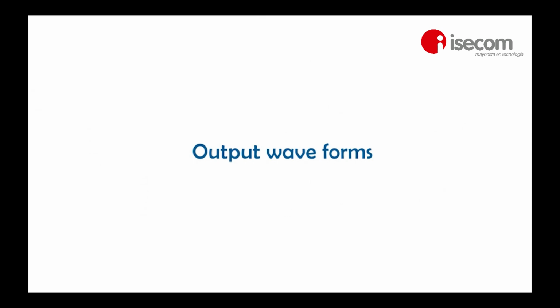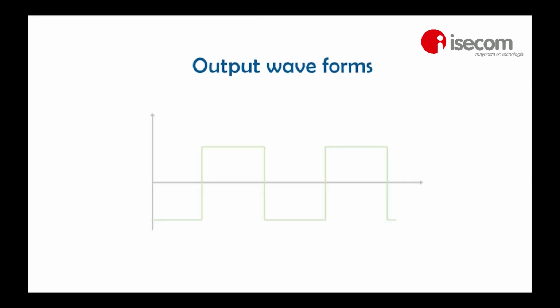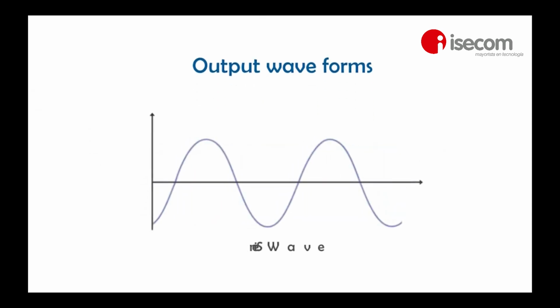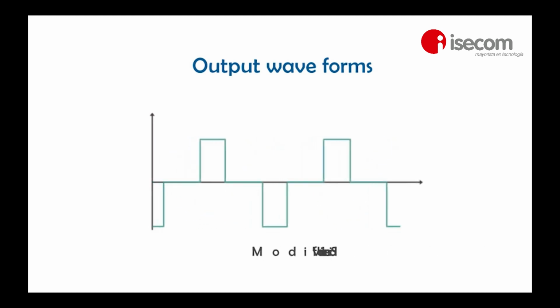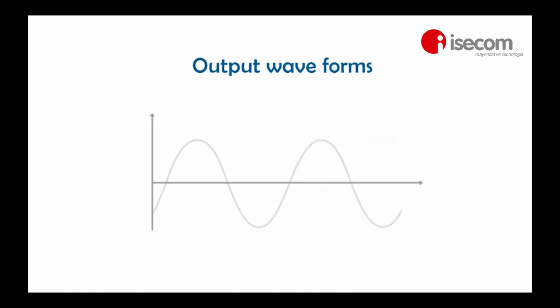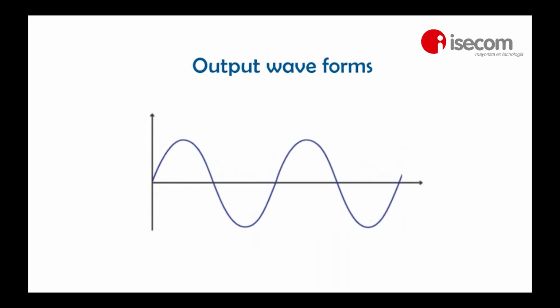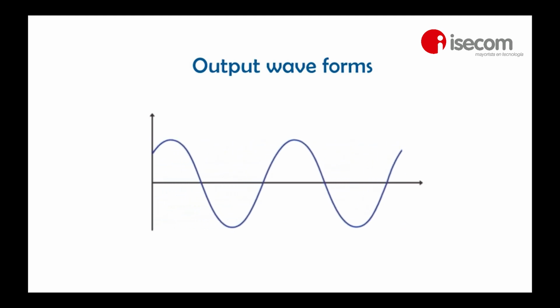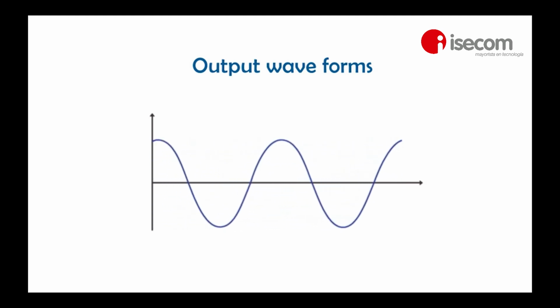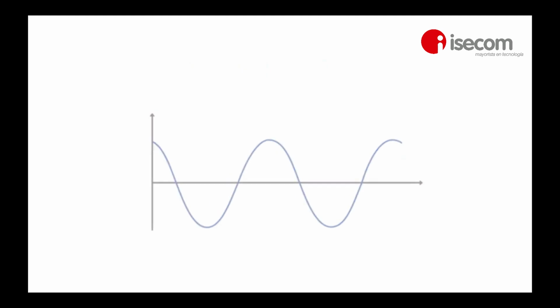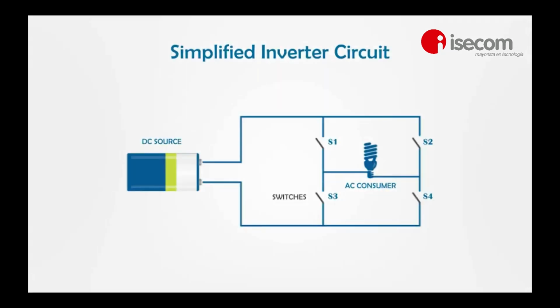However, an inverter can produce different waveforms: square wave, sine wave, modified sine wave. A pure sine wave output is desirable because many electrical products are engineered to work best with a sine wave AC power source. To understand how an inverter works, let's have a look at its simplified block diagram.